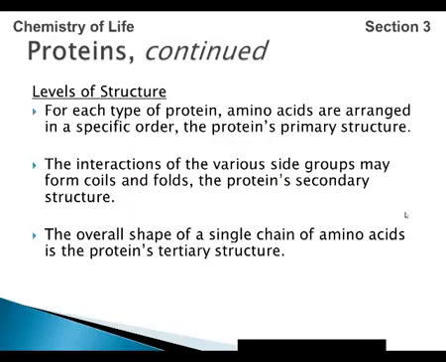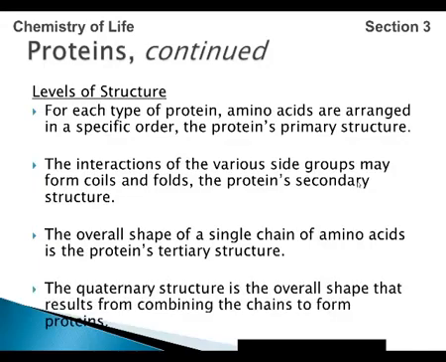Levels of structure for proteins. For each type of protein, amino acids are arranged in a specific order, the protein's primary structure. The interactions of the various side groups may form coils and folds, and this gives the protein's secondary structure. The overall shape of a chain of amino acids is the protein's tertiary structure. The quaternary structure is the overall shape that results from combining the chains to form a protein.